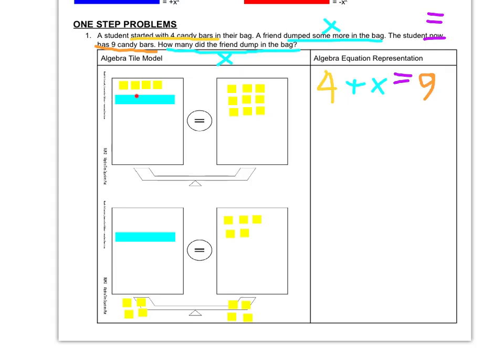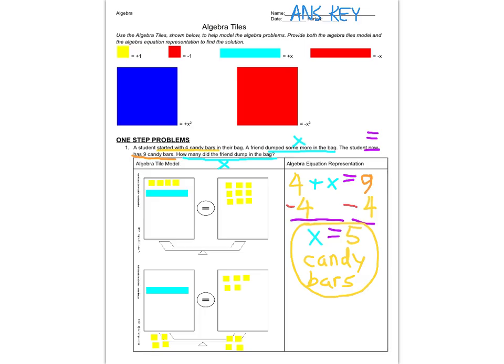As you can see, I literally took these 4 and took them off of the scale. I did the same thing then with 4 over here, taking away these 4, putting them away. So that means that x is equal to 5. And we can represent that algebraically over here by saying that we took away 4 on both sides. 9 minus 4 is 5, and 5 what? It said how many did the friend dump in the bag? We're talking about 5 candy bars. Make sure you label your answer. And that's the idea in this one-step equation.